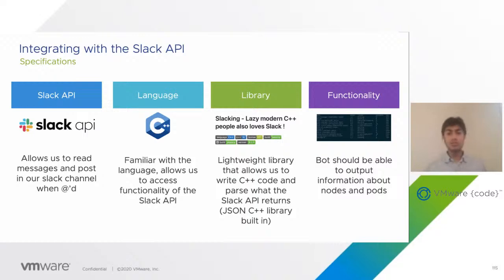A language, I chose C++, mainly because I was just familiar with it. And then a library for the language. And the library is what's going to allow us to talk to the Slack API using C++ and then receive information back in C++ from the Slack API. So I chose Slacking. It's the main C++ library for Slack. It's pretty lightweight, and it allows us to write C++ code and then also parse what the API is returning because it has a JSON header file built in. And the JSON header pretty much converts the JSON formatting into C++. I'll explain a little bit more about that later, and hopefully it'll make more sense.